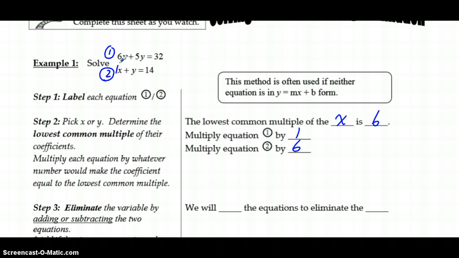What that's going to do is change this first term so that it is exactly the same as this first term. When you multiply that second equation, you have to multiply every part. So we start off with the 1x times 6, which gives me 6x. The 1y times 6, which gives me 6y. And 14 times 6, which gives 84.